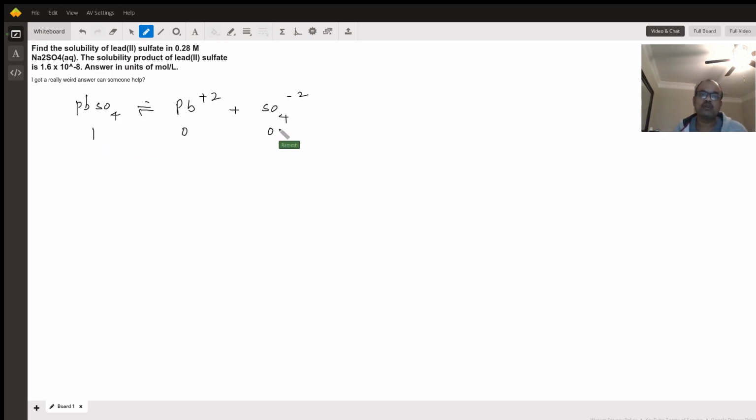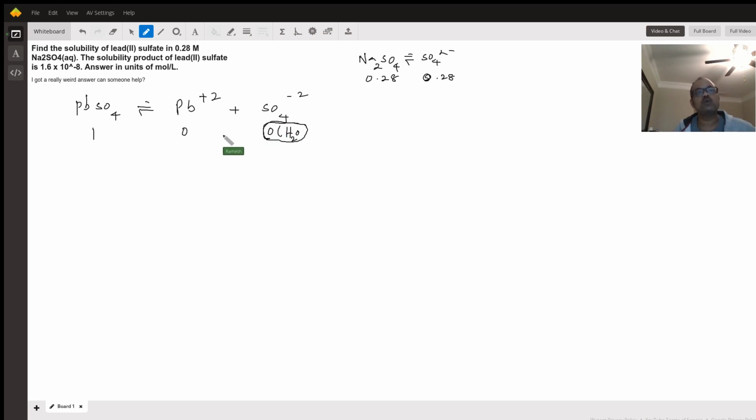The sulfate ion would have been 0 if this was dissolved in water. But the lead sulfate is not dissolved in water. You are dissolving it in the presence of sodium sulfate. Sodium sulfate will produce sulfate ion in a 1:1 ratio, so whatever the molarity of sodium sulfate is, that will be the molarity of sulfate ion. If PbSO4 was considered in water, the sulfate ion concentration would have been 0.